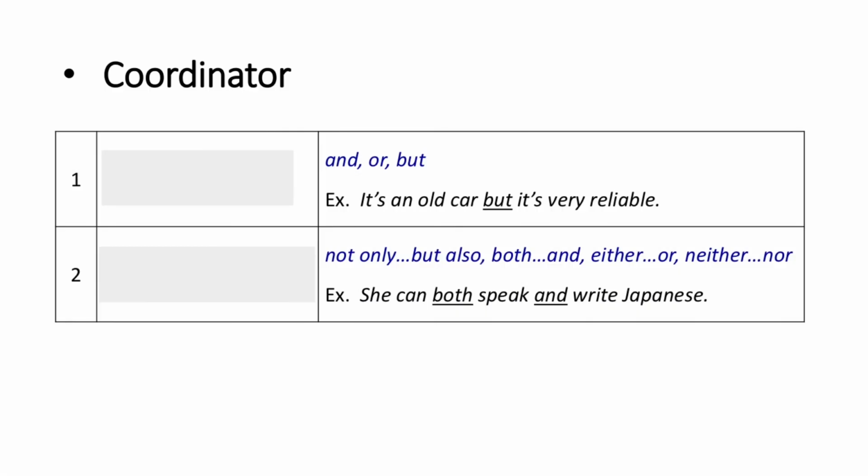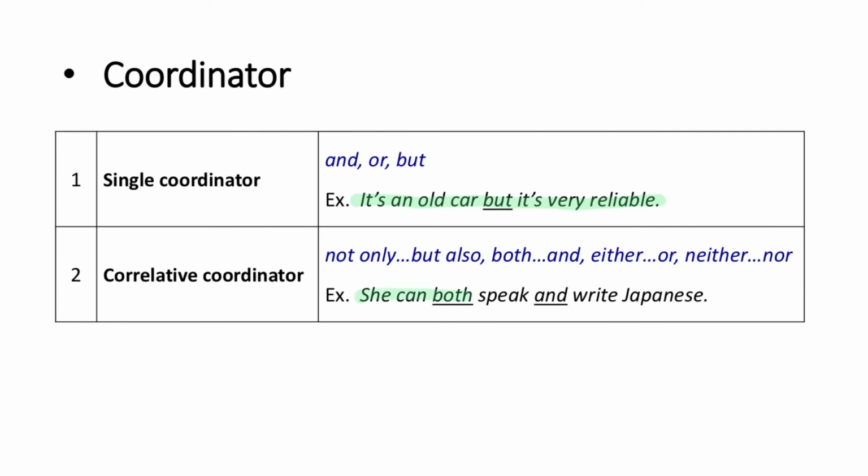Next, let's have a look at coordinators. There are 2 categories of coordinators. Number 1, single coordinators. For example, but in the sentence, it is an old car, but it's very reliable. Number 2, correlative coordinators. For example, both and in the sentence, she can both speak and write Japanese.